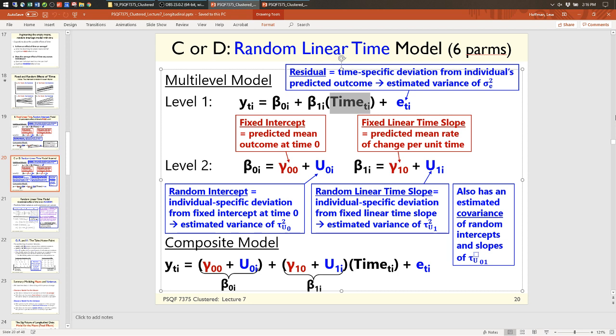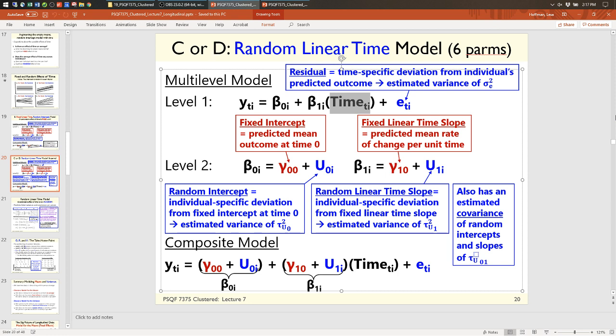The other thing that's important to note about just putting time in level 1 is that I am assuming in this model that time varies only within persons. In other words, everybody starts the study at the same point in time. This model would be insufficient if people started the study at different ages or in different grades or at different points along some continuum that you're measuring change across. So this model would be appropriate if everybody starts at the same time. Therefore, time is purely within persons.